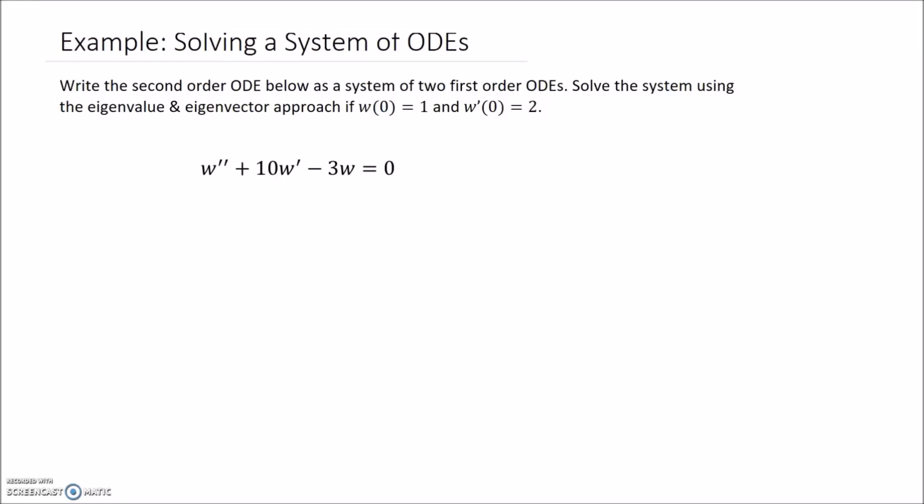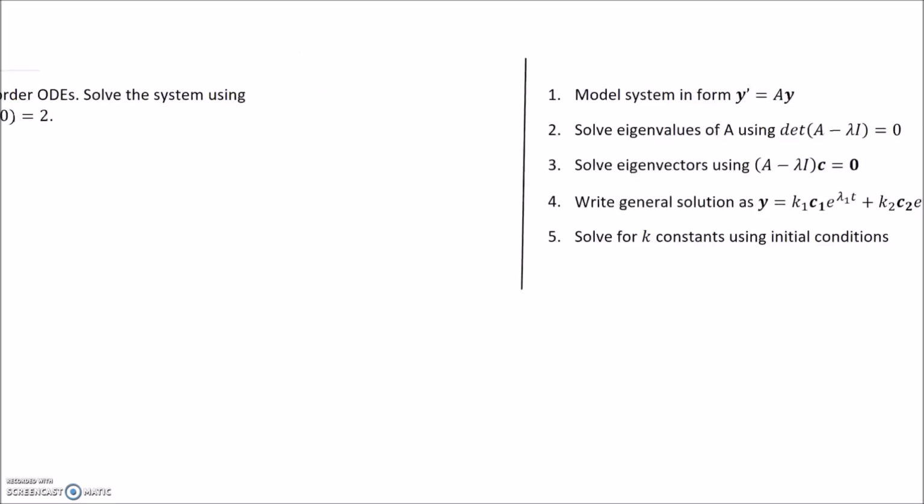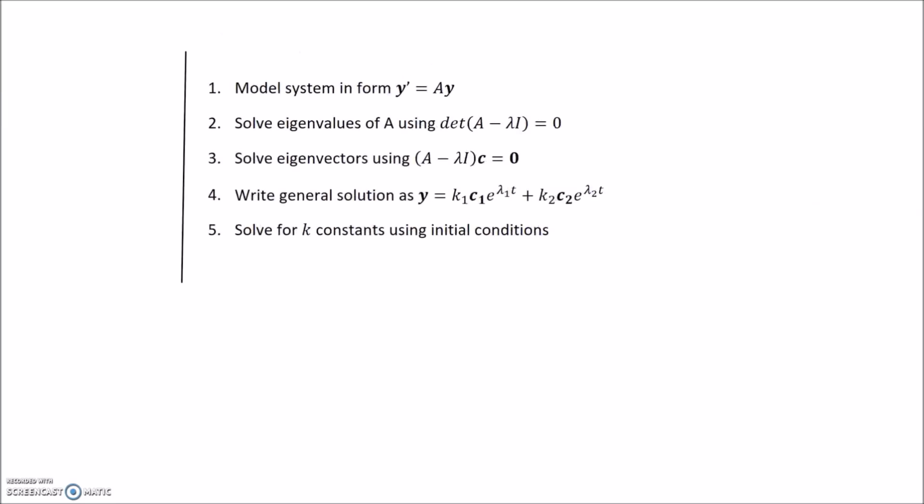So in this question, we're asked to write a second-order ODE as a system of two first-order ODEs, and then solve the system using the eigenvalue and eigenvector approach if we're given these particular initial conditions. So the process that we're going to go through, I've summarized in a series of 5 steps.